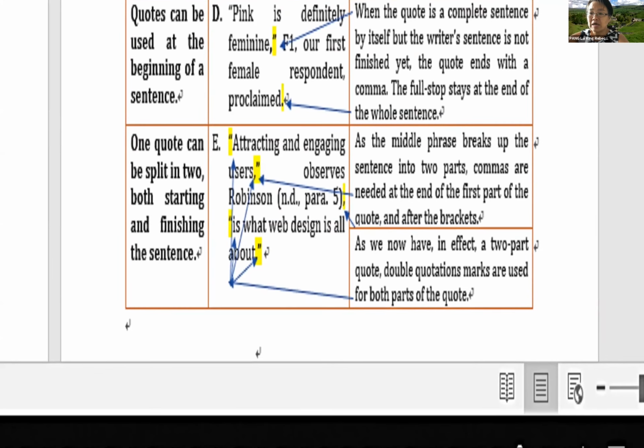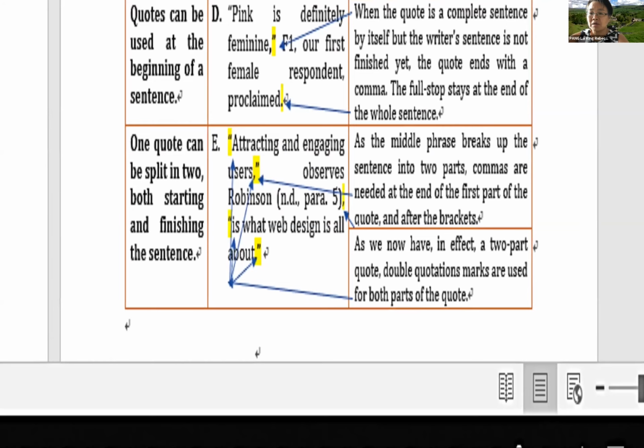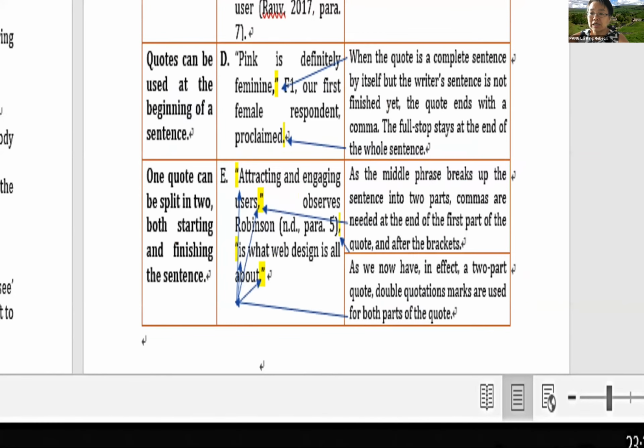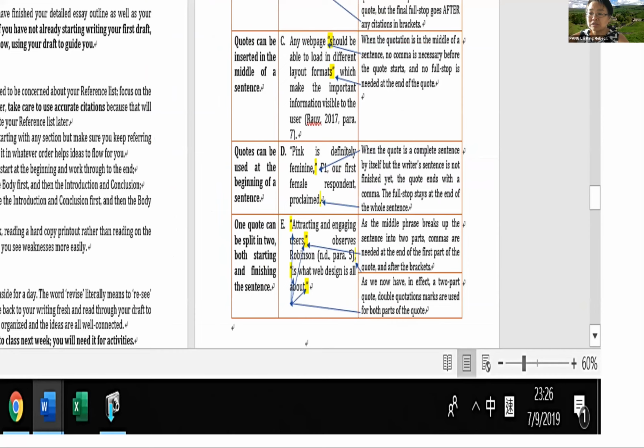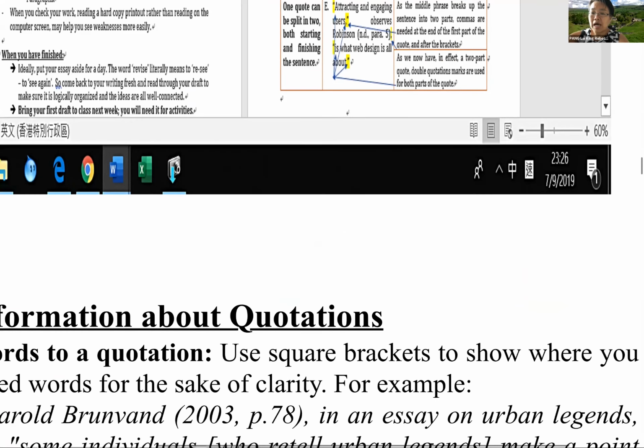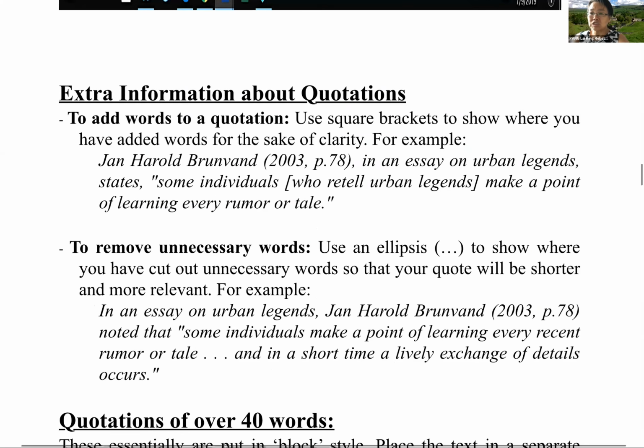It's also okay, but look at the format, the punctuation marks, as you can see from my handouts very clearly. So make sure the punctuation marks are right as well. It's quite confusing sometimes. And some more information about the quotations.